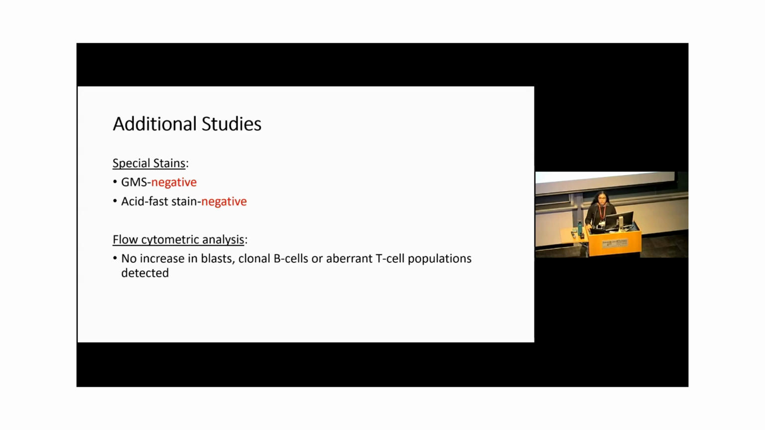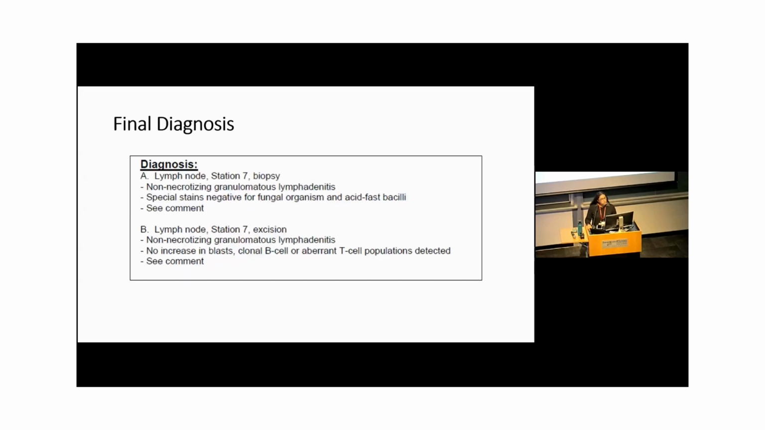And flow cytometric analysis was performed, and there was no increase in blasts, and no clonal B cell or aberrant T cell population detected. So overall, the final diagnosis is non-necrotizing granulomatous lymphadenitis. Special stains were negative for fungal organisms. There was no evidence of acid-fast bacilli. And per flow cytometric analysis, there was no increase in blasts, clonal B cells, or aberrant T cell population detected. Thank you.